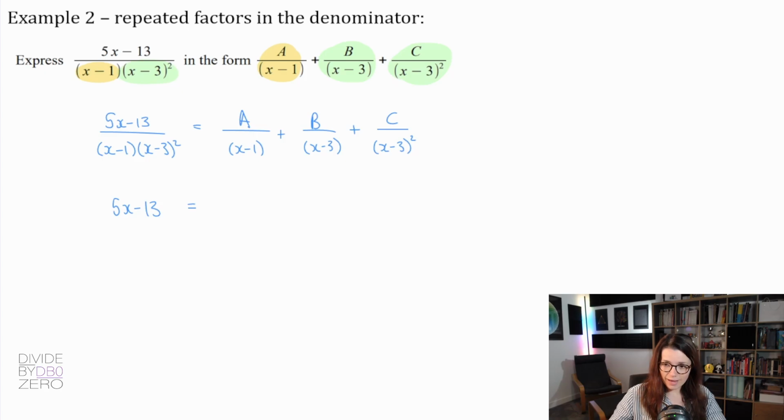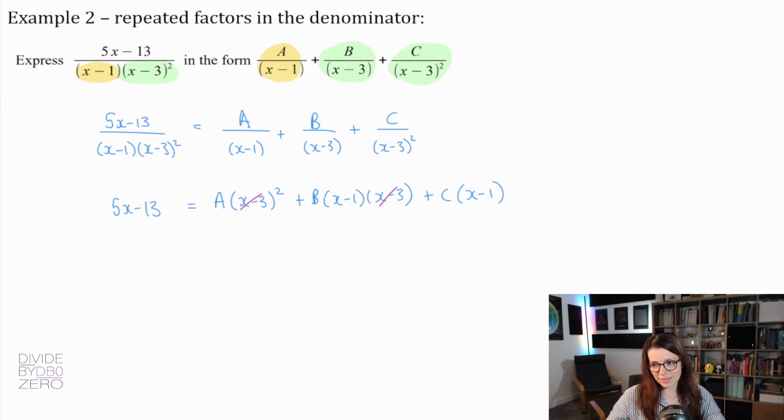And then on this side, we would have a times (x − 3) squared plus b times (x − 1) times (x − 3) plus c times (x − 1). Now we can do the substitution method to find a, b, and c. Let's start with making this bracket equal to 0. And to do that, we need x to be 3. We get 2 equals 2c, therefore c is 1.